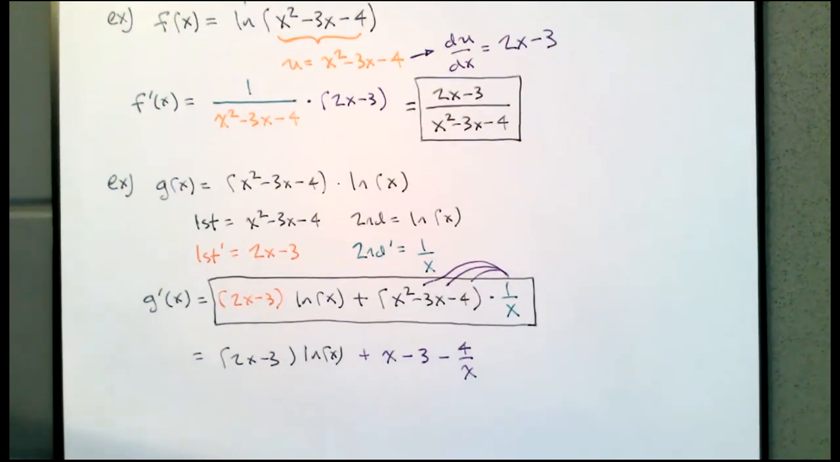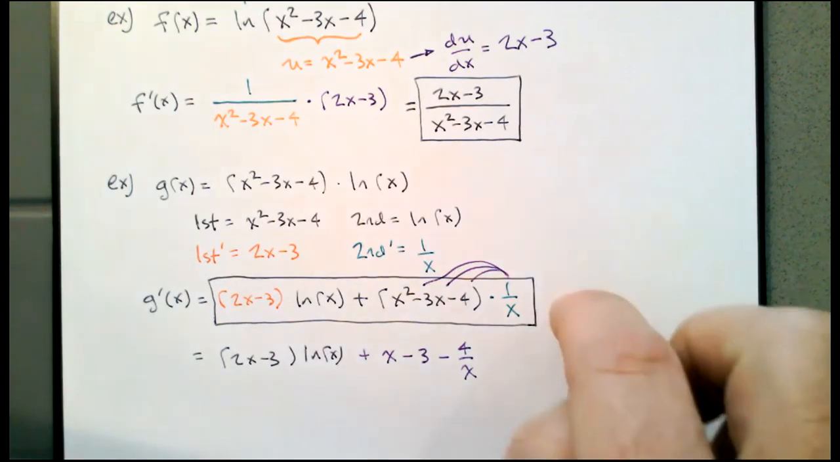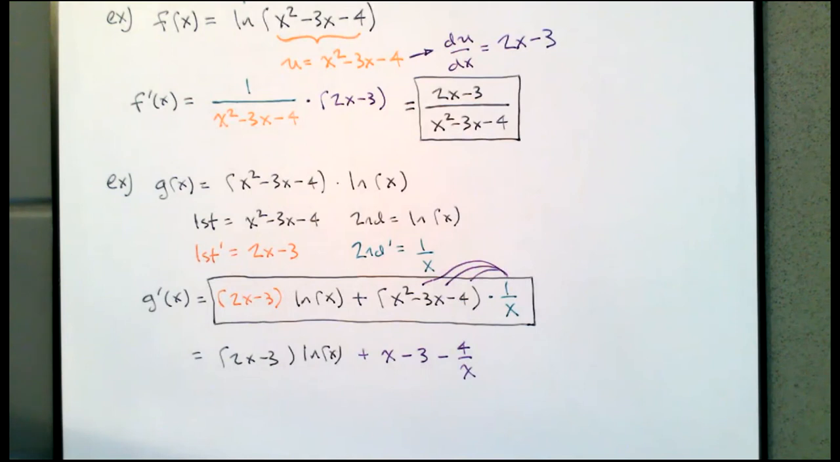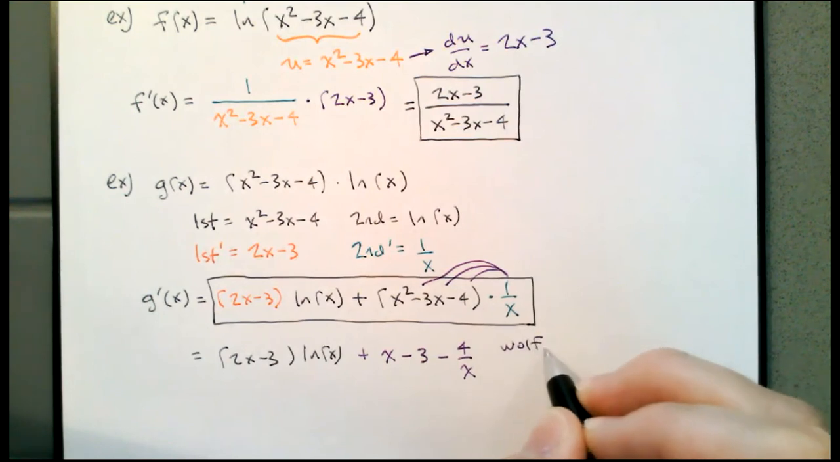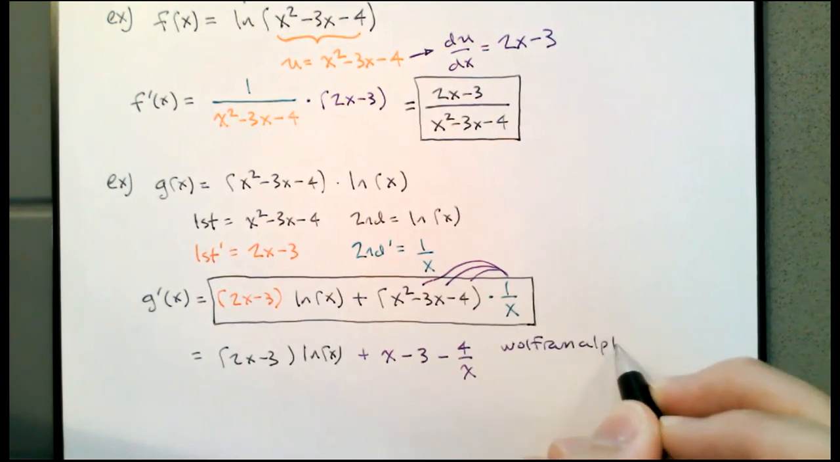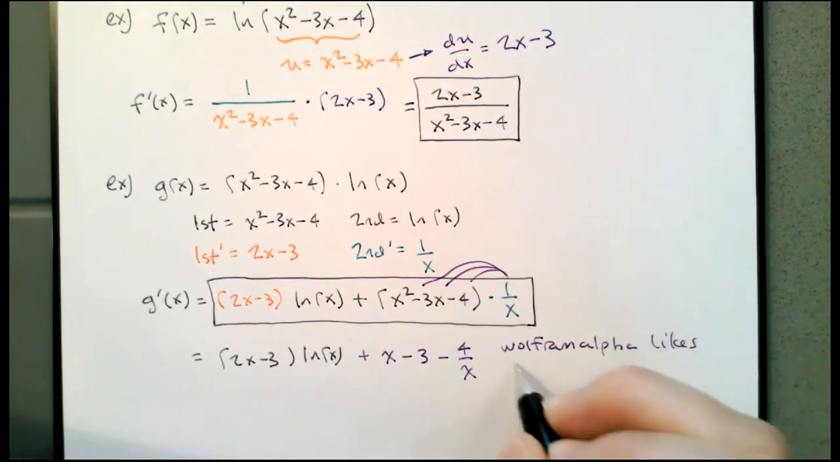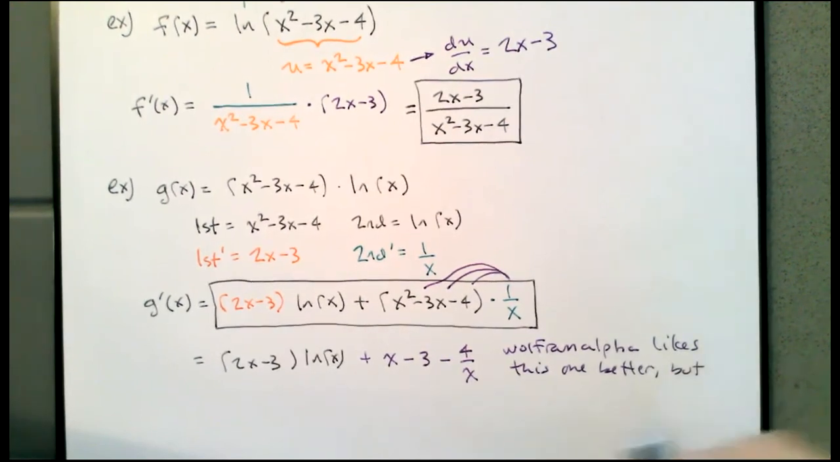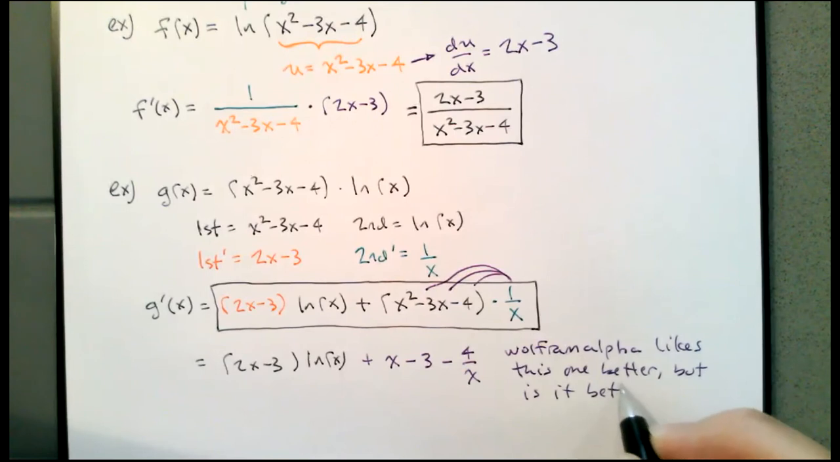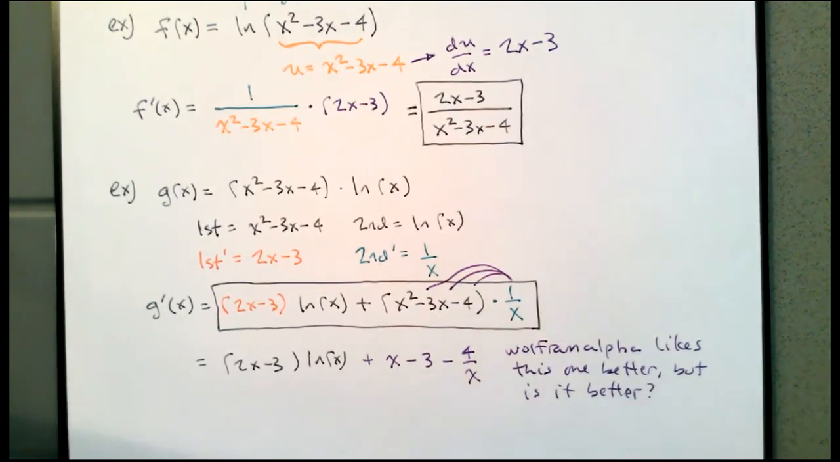So it's questionable whether the second one is better or not. That will all depend on what you're going to be doing with this function. If the problem is to read this as the product rule and then apply the product rule properly, this first line is just as good. So Wolfram Alpha likes this one better, but does that mean it's really better?